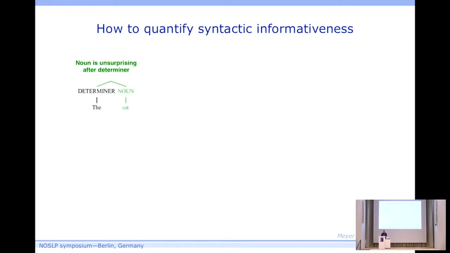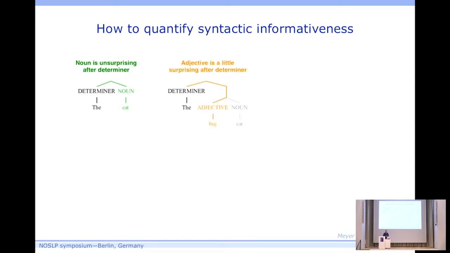Syntactic informativeness is the degree of expectedness of a given abstract syntactic category at a given moment in time to follow another syntactic category. So in this case, after an article, after a determiner, after the, there will be a noun. Whatever noun it is, but there will be a noun. And you're pretty sure about this, right?